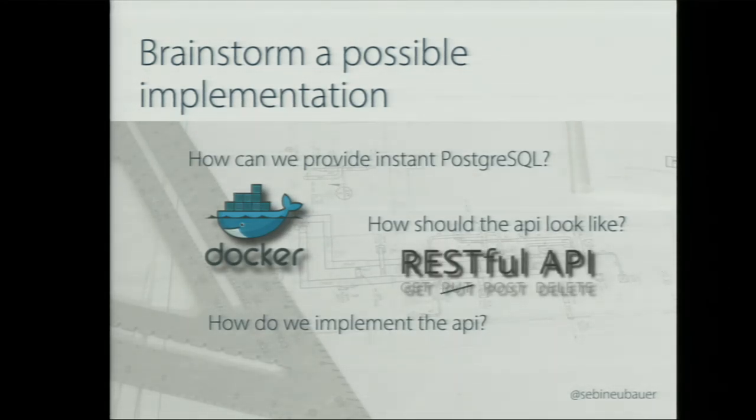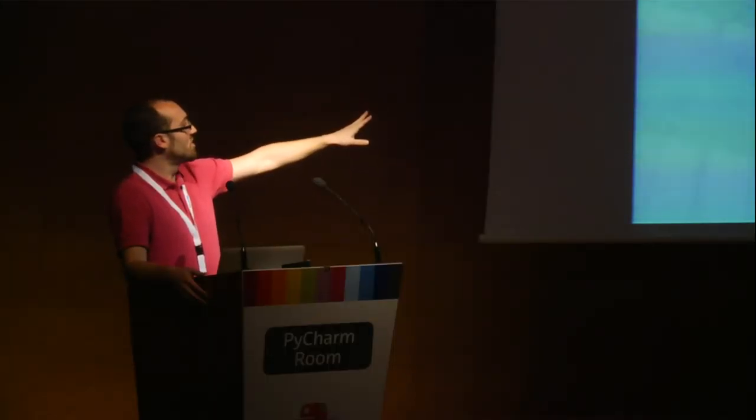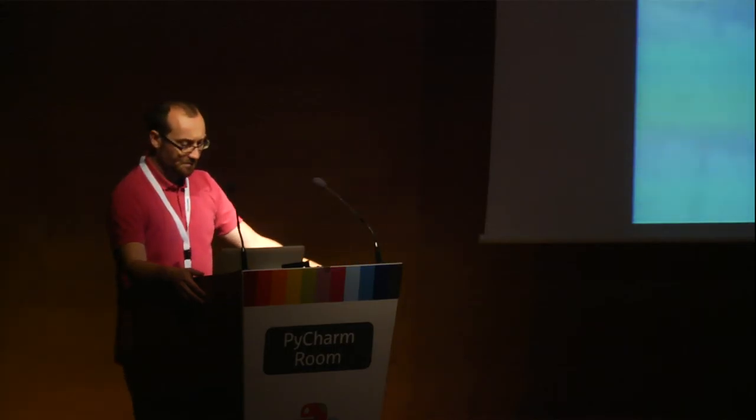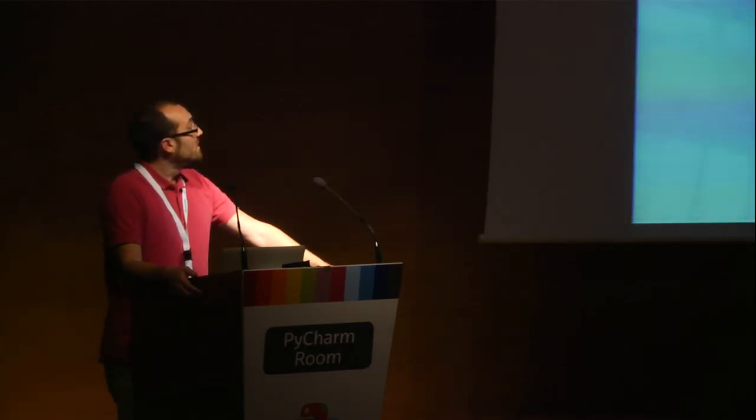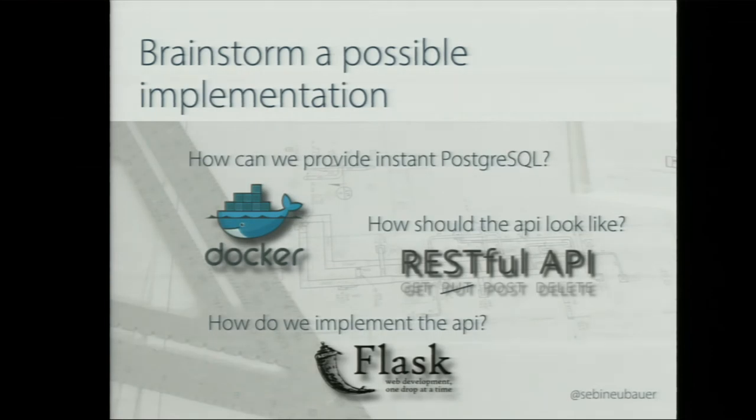Of course. So we know already REST API is good. Just that we already know it should be machine consumable, so the update thing for us might be not so important. It increases complexity. From the beginning, we just say create and delete is everything we need. How do we implement the API? Of course, there's Flask. We could use everything else, but let's stick to this one. It's simple and it does the job.